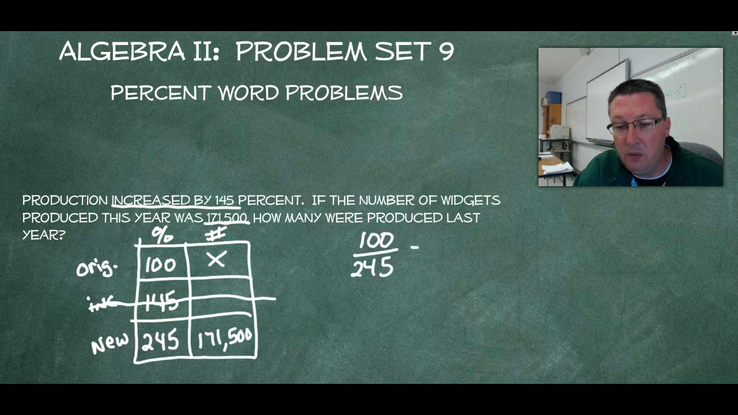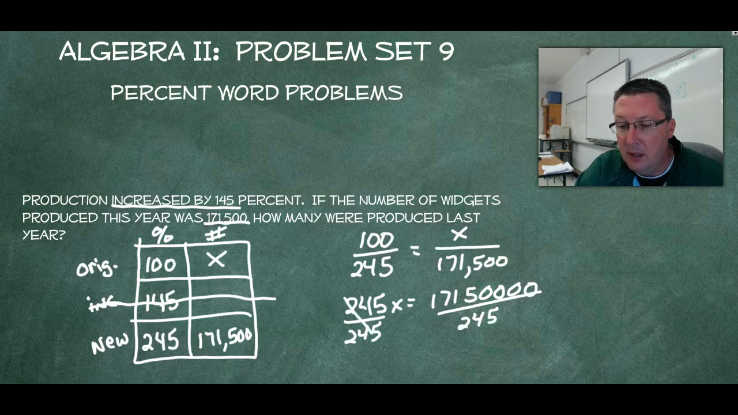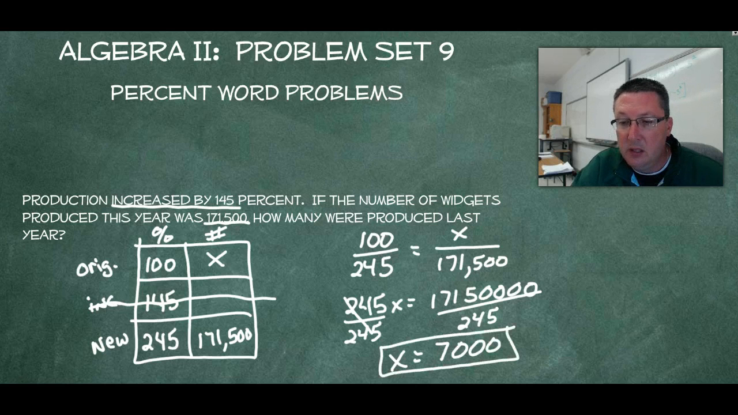So we set up our proportion and we're ready to go. So 100 over 245 equals X over 171,500. All right, here we go, cross multiply. 245x equals 1. Divide by 245. And we should get 7,000. So that would be the number originally produced in the previous year. Okay? So 7,000 widgets.